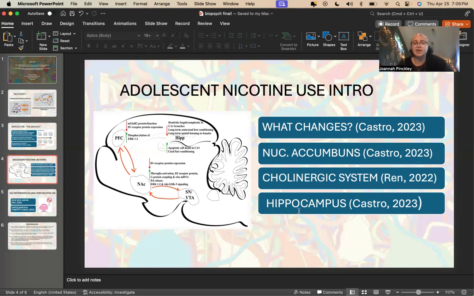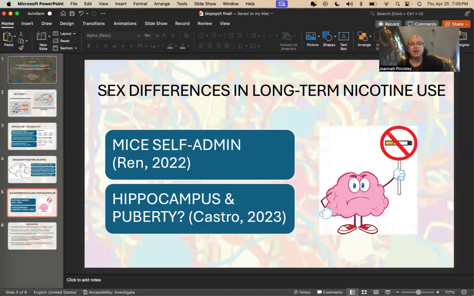Lastly is going to be the hippocampus. Areas CA1 and CA3 are both promoted by acute nicotine treatment in adult mice, which is not true in adolescent mice. So that's interesting.